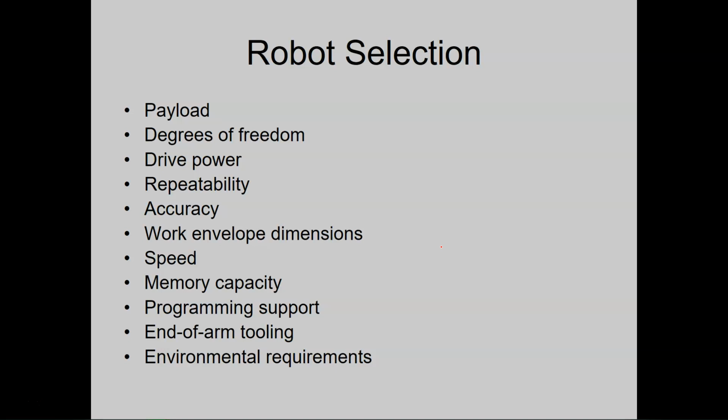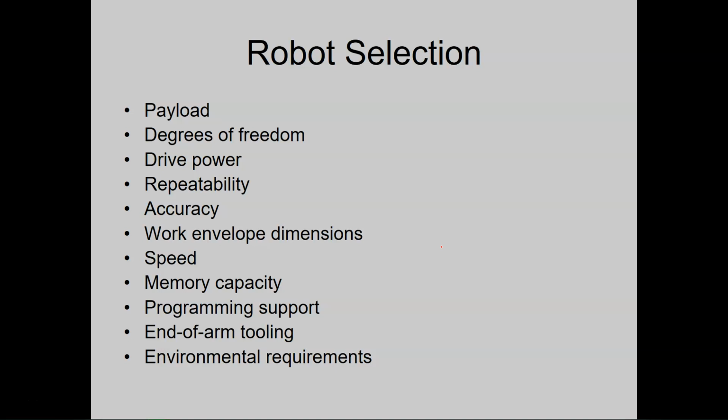And again, that's going to save you some money too, because robots, the bigger they are, the more they cost. Memory capacity, just like a computer, the more memory you put on that sucker, the more it's going to cost. Programming support, end-of-arm tooling. Again, the end-of-arm tooling is something that you're going to have to either make yourself or have it custom made. Most manufacturers of robots do not, I'll repeat that again, do not make end-of-arm tools.